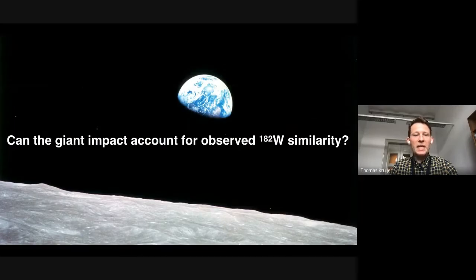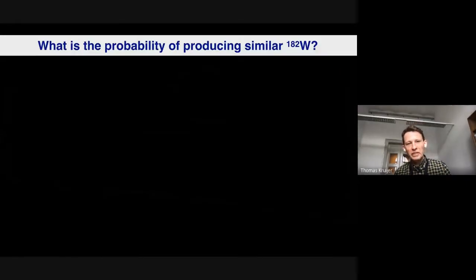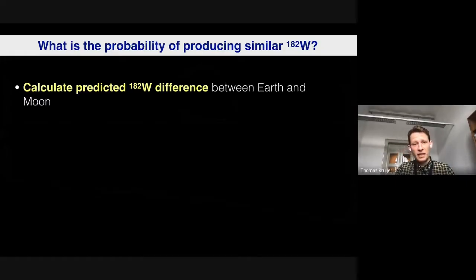So what does this now mean? Can the giant impact account for this observed tungsten isotope similarity? And this is what I will discuss now in the last few slides. For this, it is useful to assess the probability of producing these very similar isotopic compositions in the context of known giant impact scenarios. And that's what we do here.